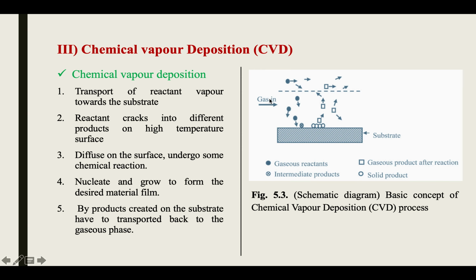This is the gas inlet. With this reactant you are coming with a gas, inert gases, and here it reacts and forms the films. After forming the film, you will have some byproducts created on the substrate that have to be transported back to the gaseous phase. This square is your byproduct. These byproducts go outside the substrate into the vapor or gaseous phase, and that's how your CVD process is going on.